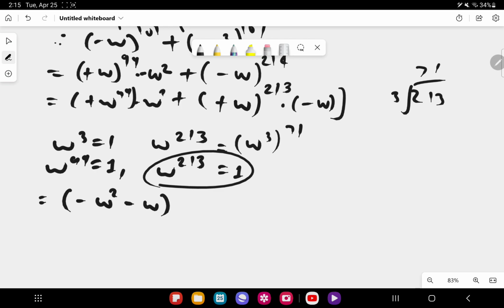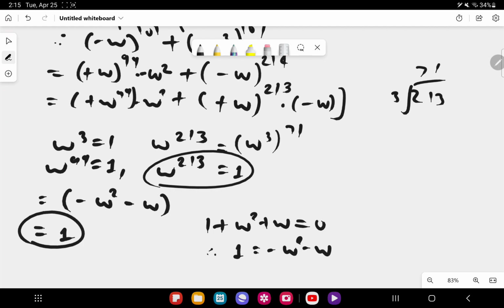And according to the properties of cube root of unity, 1 plus omega square plus omega is equal to 0. Therefore, 1 is equal to minus omega square minus omega. Therefore, this is equal to 1. And that's the answer. Therefore, alpha to the power of 101 plus beta to the power of 107 is equal to 1. And that's the answer.